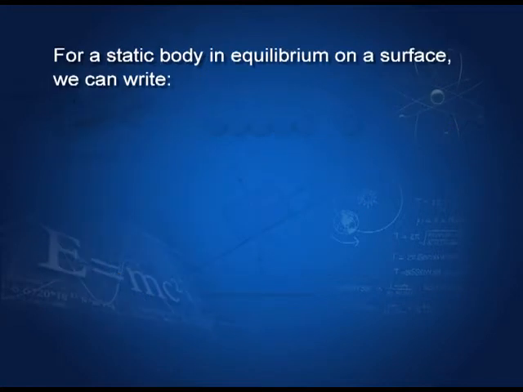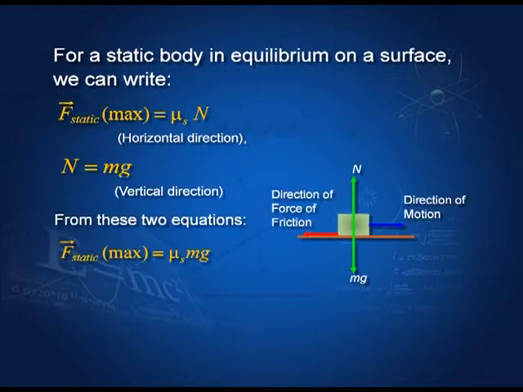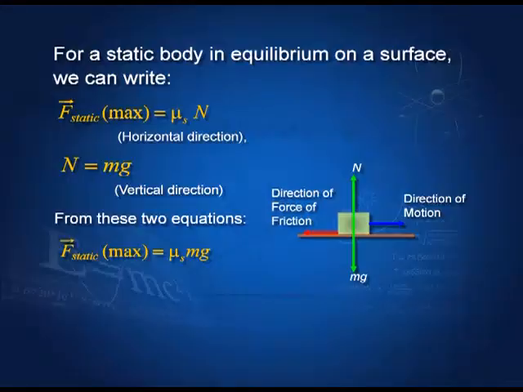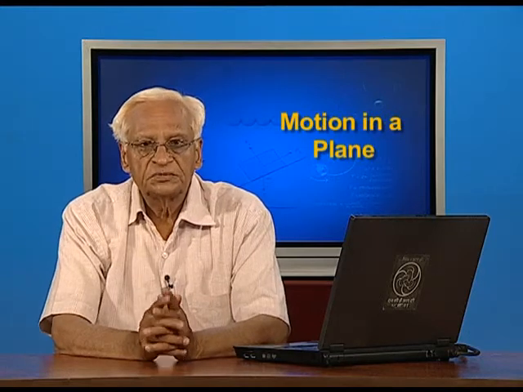For a static body in equilibrium on a surface, let us write the equation of equilibrium. F static maximum is mu s times N, and N is mg, therefore, F static is nothing but mu s times mg. And remember that this F static is the maximum force. Normally, the force of friction is smaller than this, therefore, F static is always less than or equal to mu s times N. Let me remind you of your experience.